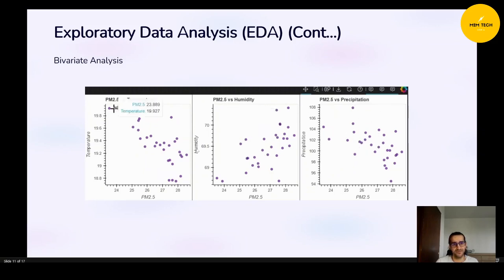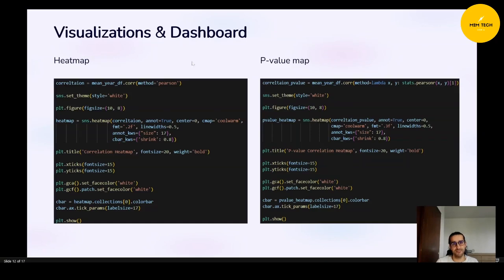And by hovering over the dots in the plot, we can see the values as well. But if we want to confirm that there's a relationship between those values, we needed to statistically confirm that. So for that, I used a heat map. I plotted a heat map and the p-value map. I used Seaborn and Matplotlib for that, and I used dot heatmap in Seaborn to plot those.